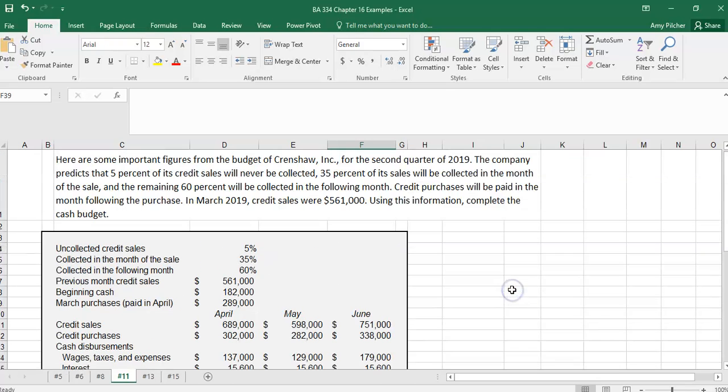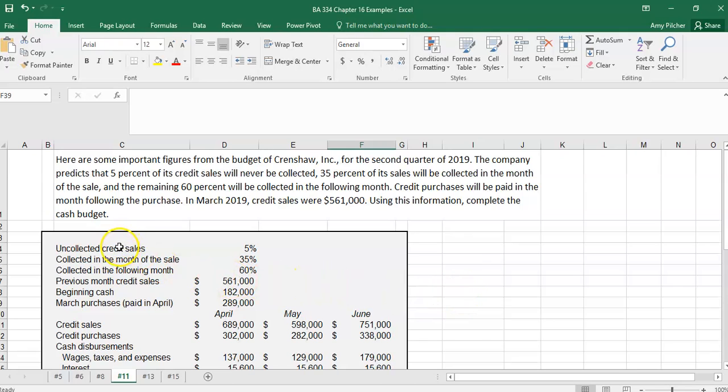Our next example from Chapter 16 is the construction of a cash budget for April, May, and June. And if you remember making cash budgets in Principles of Accounting 2, this will be a good refresher of that information. So we're going to make a cash budget.